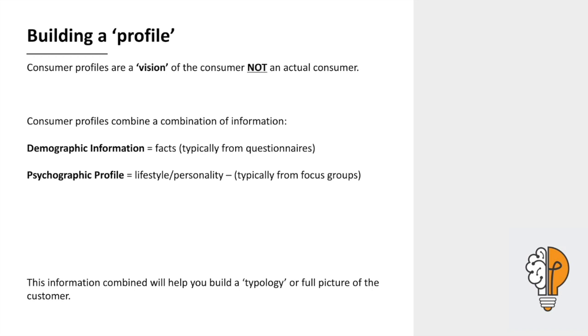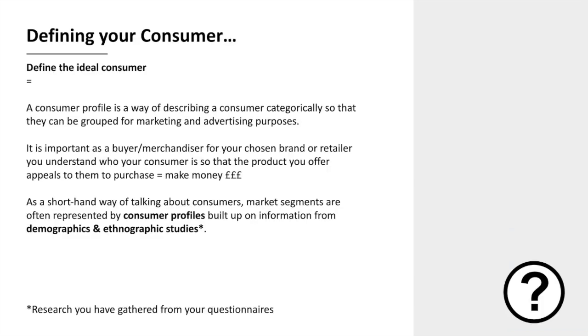So building a profile. Consumer profiles are a vision of a consumer, not an actual consumer. So we don't just look at one person and build a profile from that. We look at the results and information we've got from all our research and then create an overall vision of a single consumer. So consumer profiles combine demographic information, which typically comes from the facts that you obtain from your questionnaire, such as where they work, how old they are, locations, then psychographic profile information, their lifestyle and personality, typically information that you get from your focus groups. So that more qualitative information, why they're buying, what other brands they like, why they're shopping at those brands, and so on. This information combined will help you build that typology, giving a full picture of who that consumer is.